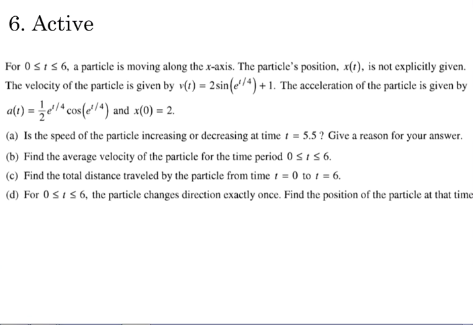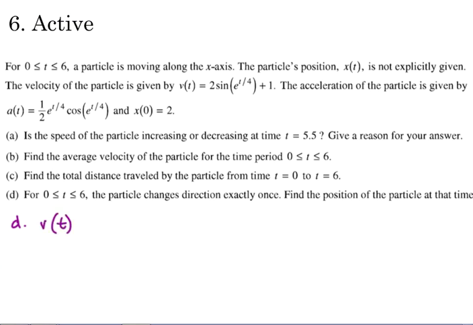Okay, let's look at part D. Between times 0 and 6, the particle changes directions exactly once. Find the position of the particle at that time. So how do we find when the particle changes direction?